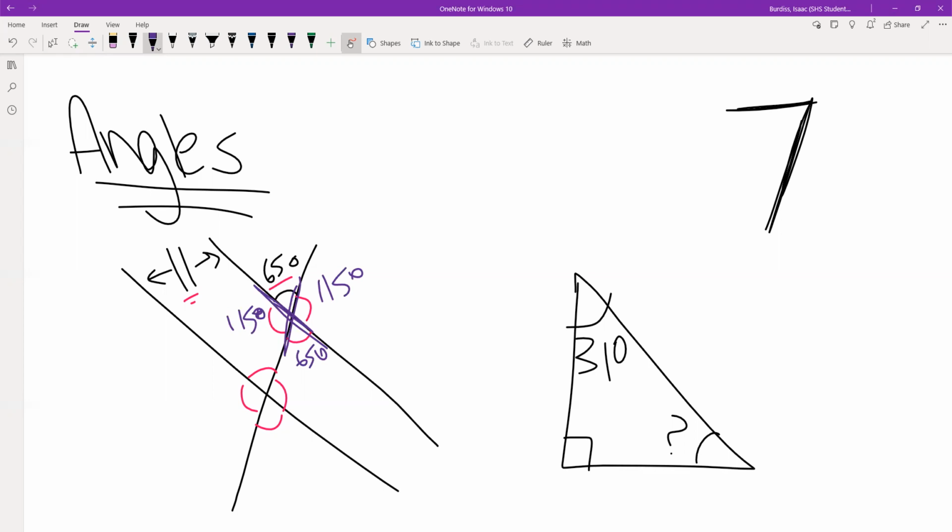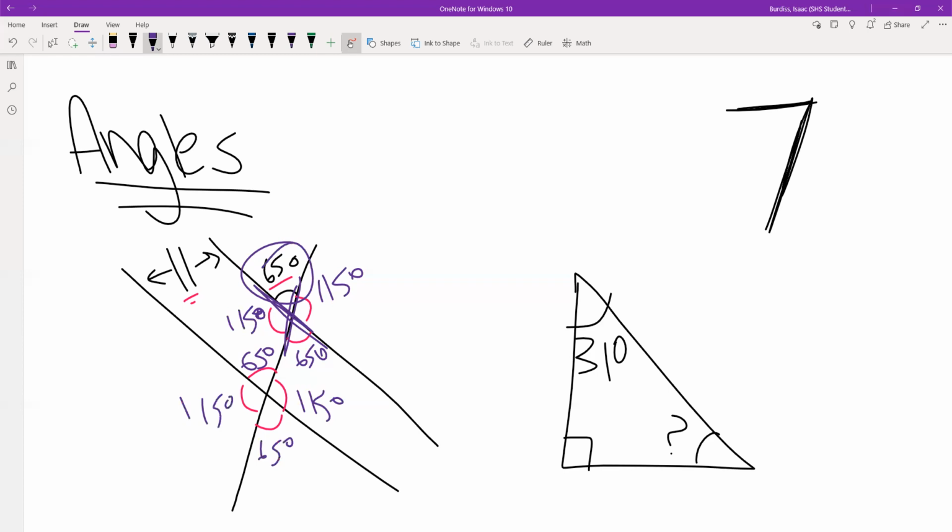Now, since these are parallel, there's something that you can do: corresponding angles. Right here, since this is 65, this is 65. It's almost like a mirror. So then this is 115. Yeah, they all are the same. There you go, that's pretty simple.